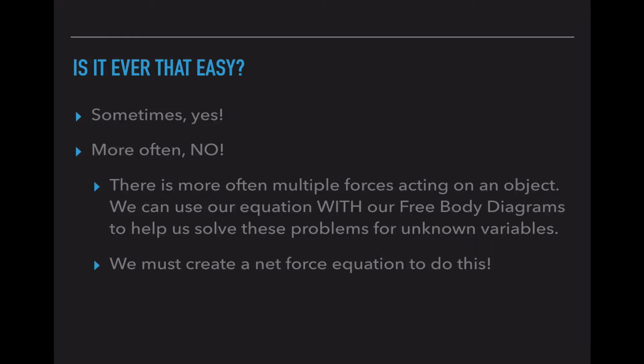Sometimes yes. In the very beginning, I'm going to have you just do straight F equals ma equations, where you're going to have to solve for an unknown variable. But more often than not, I'm going to take it a step further, and we're going to have to use multiple forces acting on an object. We can use this equation paired with our free body diagrams to help us solve for unknown variables, but we have to create a net force equation to do this. So essentially what's going to happen, instead of just F equals ma, you're going to have F net equals ma, and then you're going to have to solve for what F net is if there are multiple forces acting on an object. So we're going to take a look at that next.